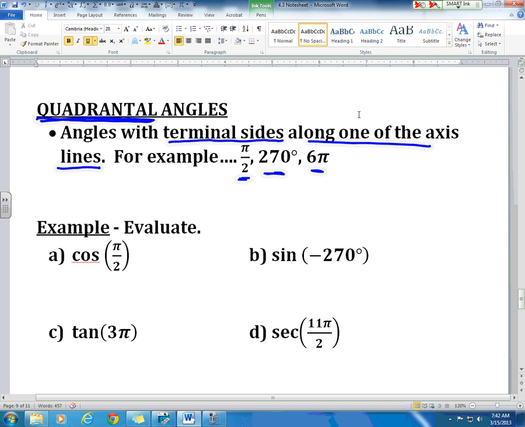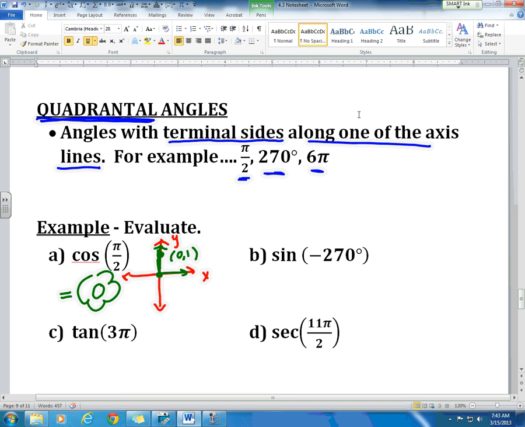The cosine of pi over 2. Cosine of pi over 2 means that we're starting with our initial side and, whoops, here's our terminal side. So this is the point (0, 1). Remember, cosine deals with the x value, so the cosine of pi over 2 is equal to 0. Shouldn't be too hard as long as you can figure out where the angle falls.